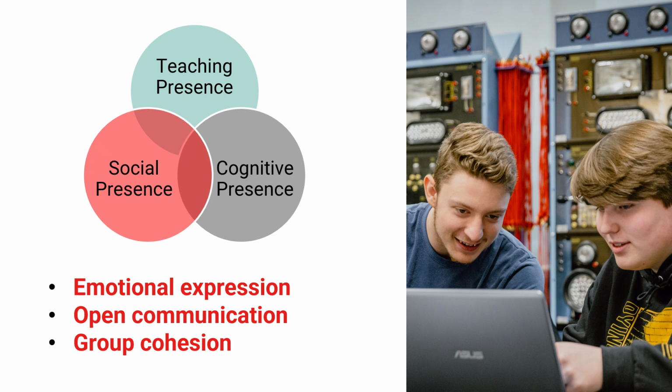Emotional expression might look like emojis in an online asynchronous environment, whereas in a live synchronous environment, we have tone, we have body language, we can see and perceive all of those things. There's a different experience of emotional expression. Open communication might look like the ways we create safe spaces, some risk-free expression, and everything that comes with that openness. Group cohesion might look like icebreaker activities, collaborative activities, tasks to bring people together.